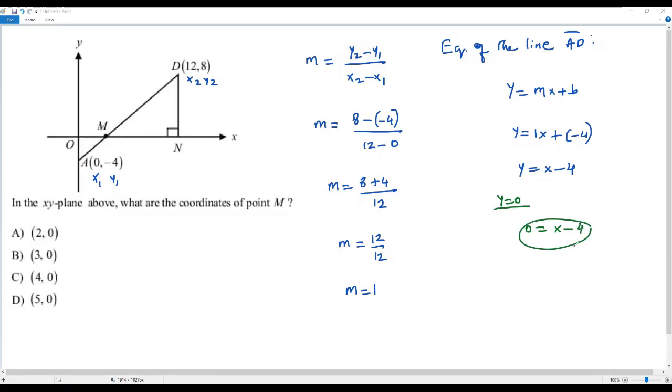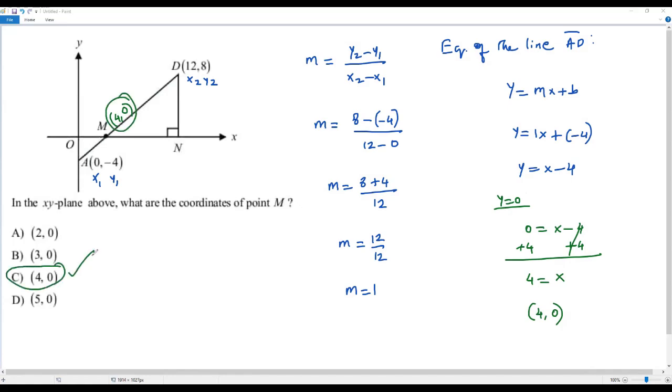Now we have to solve for x in this equation. Let me add 4 to both sides of this equation. -4 plus 4 will cancel out. When I add 0 and 4 on the left side, I'm getting 4. On the right side, we get x. Here the x coordinate is 4, and the y coordinate is 0. Here I got the x-intercept of this line segment, that is (4, 0). That is, the coordinates of M are (4, 0). We find this (4, 0) in answer choice C. The correct answer choice for this question is C.